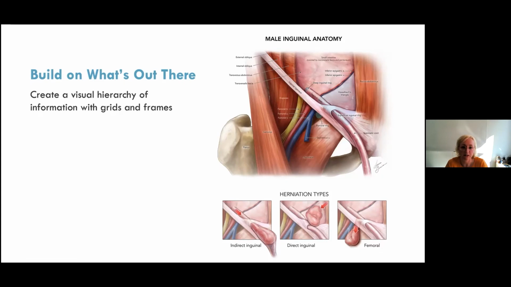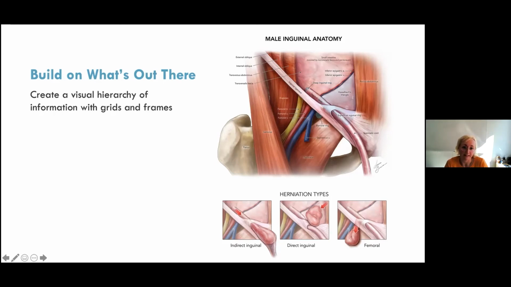So in this medical illustration that I created a few years ago, I wanted to first educate someone on the regional anatomy in this area. So I made this one big and I put it at the top. And then I wanted them to understand what the different types of hernias are that can occur within this region. So then I've got them aligned here and it's a grid.